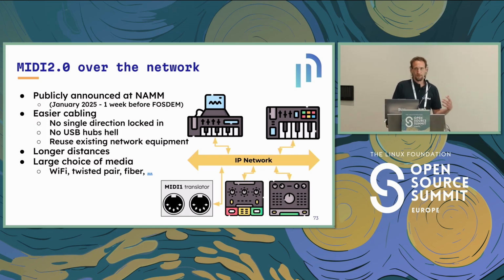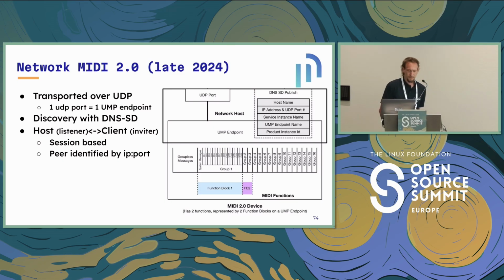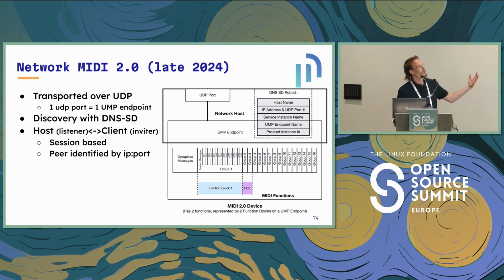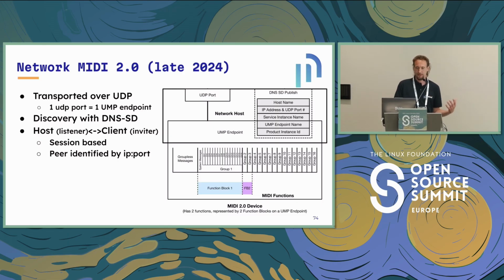You can possibly, in a studio, reuse existing infrastructure like the existing cables, possibly go over fiber if you want, maybe go from a stage to the backstage, cover long distances, etc. Wi-Fi possibly if you want. Yeah, everything's possible now. So in Network MIDI2, no big surprise here, we have one UDP port, which will correspond to one UMP endpoint. And optionally, the spec says that you can expose your endpoint over DNS-SD, so other network MIDI devices can discover you on the network.